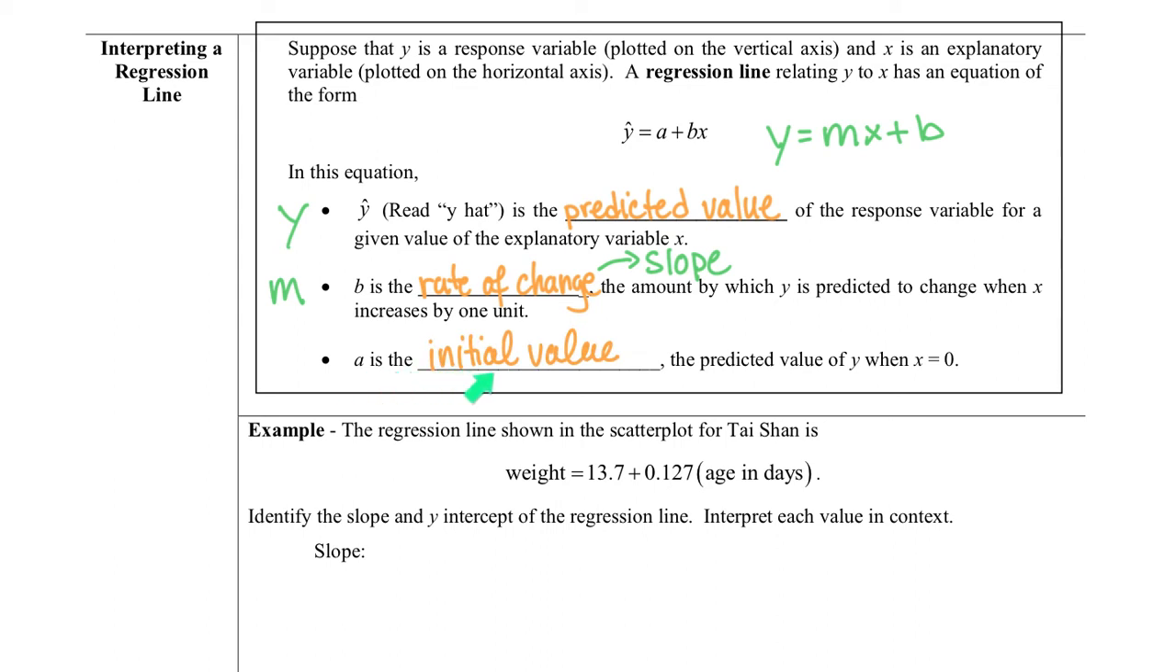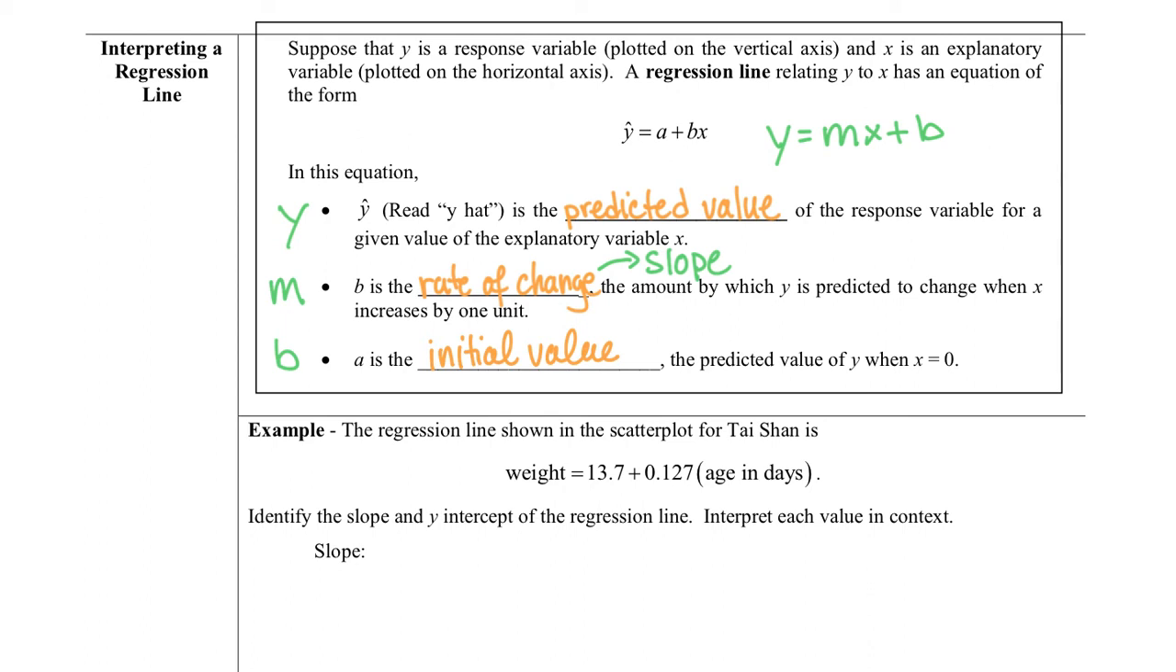A is the initial value, or what we call the y-intercept. It's the predicted value of y when x equals 0. This is the letter that would be equivalent to our B in our y equals mx plus b. So now it's the letter A. It honestly doesn't matter whether you remember the correct letters for this. What is important is that you remember the order that these come in.